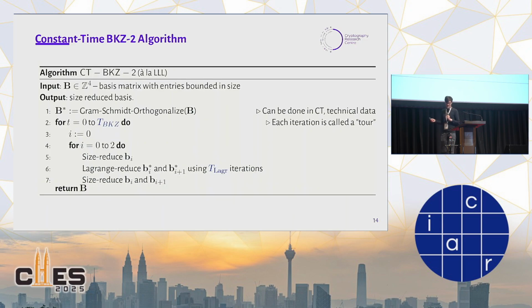And now we are ready to present the constant time lattice reduction algorithm. Basically, we proceed in tours with the BKZ2 algorithm. Here we also consider a pair of consecutive basis vectors. Then we make TBKZ tours, and that number is to be determined later. For each pair of consecutive basis vectors, we do T iterations of the Lagrange algorithm. And basically, we proceed with this framework.